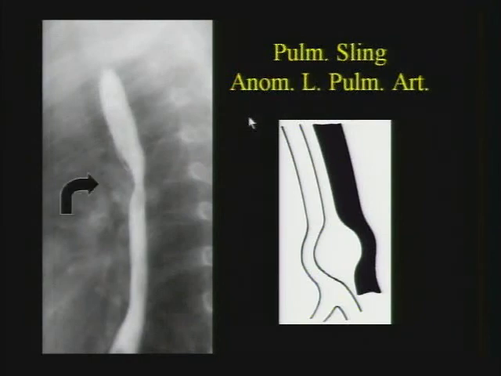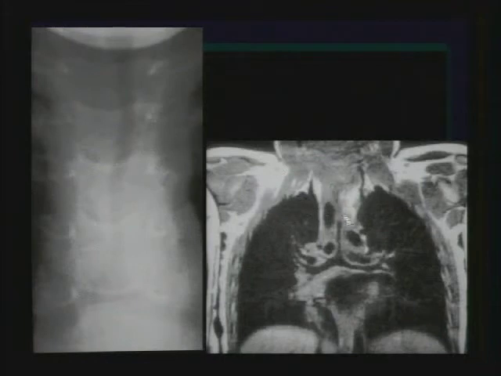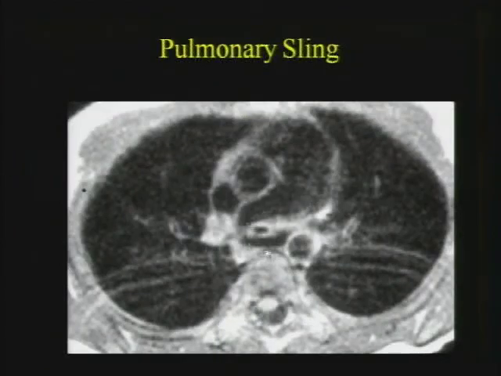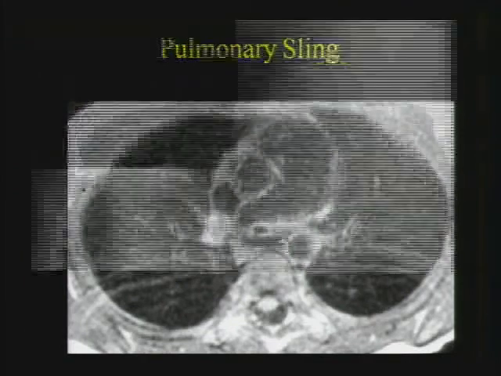We'll see here's an old MR. Sometimes they're associated with kind of a low carina and narrowing of the trachea because of tracheal rings. It's about half the cases of them, they have tracheal stenosis as well. And here you can see the pulmonary artery in an old MRI coming behind the trachea and going toward the left.